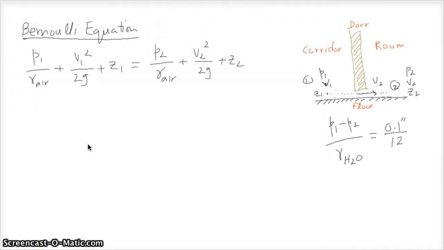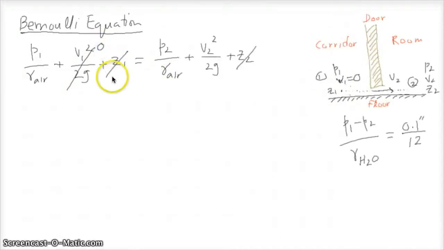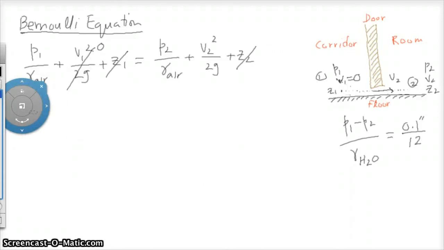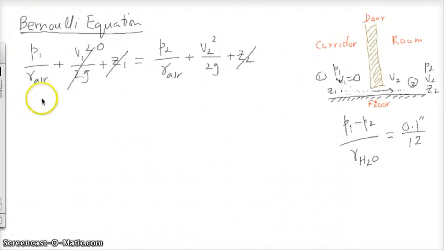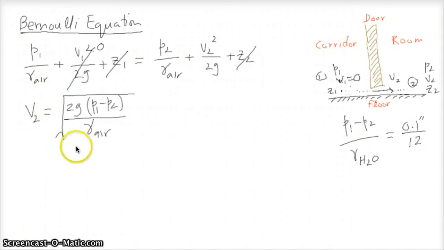First of all, we write the Bernoulli equation, and in this equation we know some things. We know that in the corridor the ambient air can be assumed to be at rest, so this term goes to 0. And since Z1 and Z2 are equal because of the flat surface, they will also cancel. So the resulting equation can be written in terms of V2 that we are trying to find out, and this becomes the square root of a function of the pressure difference.